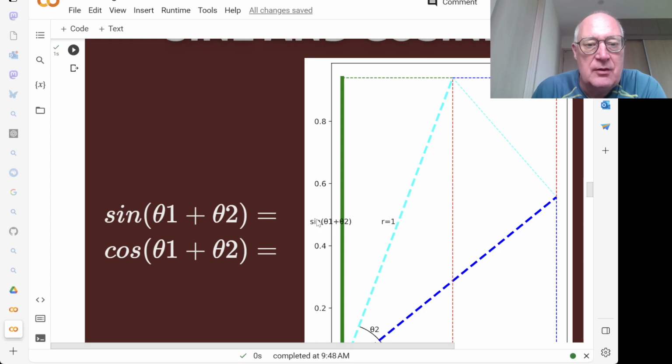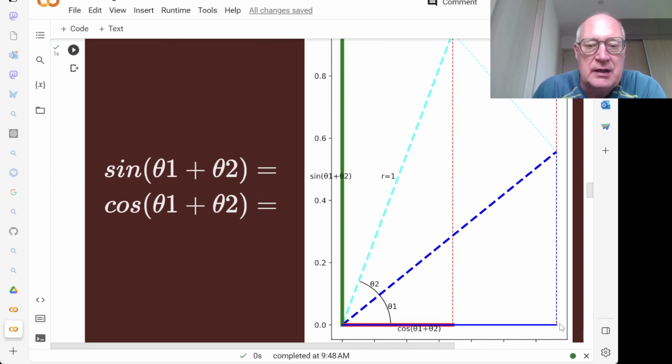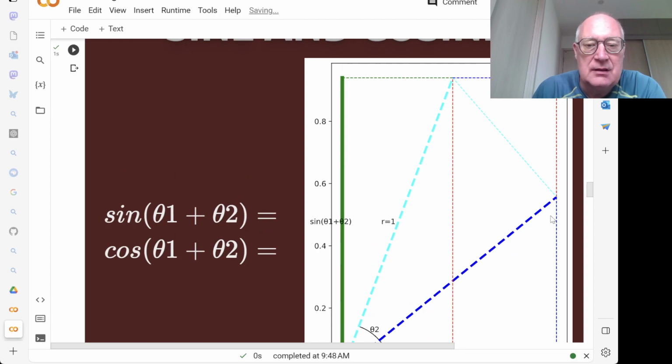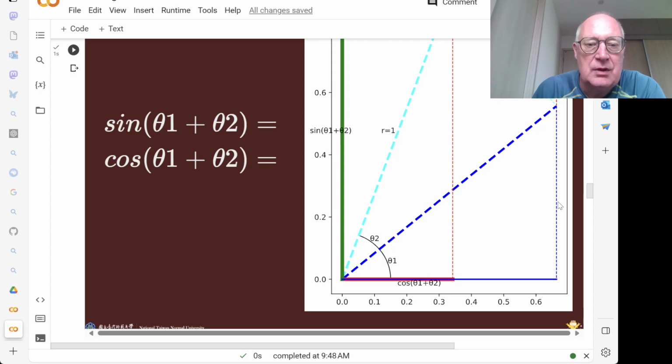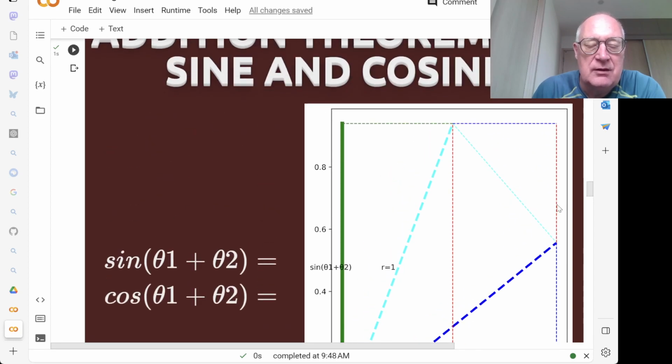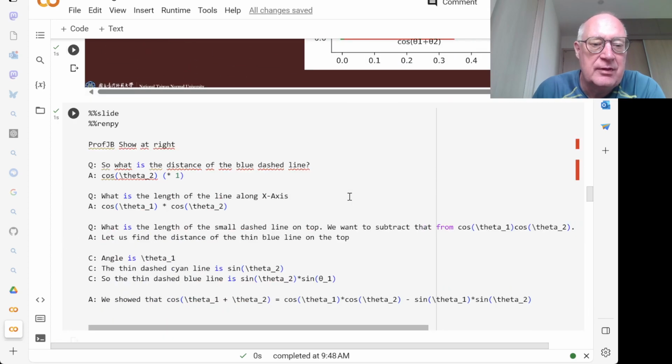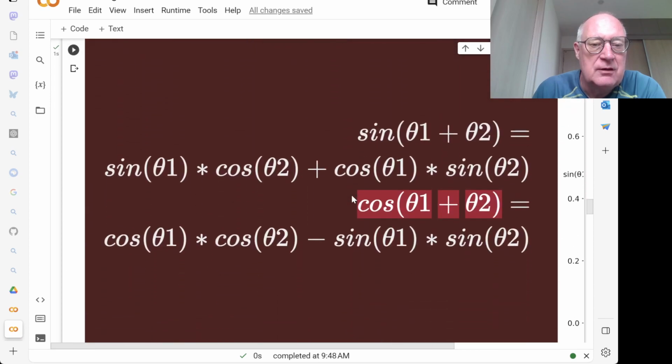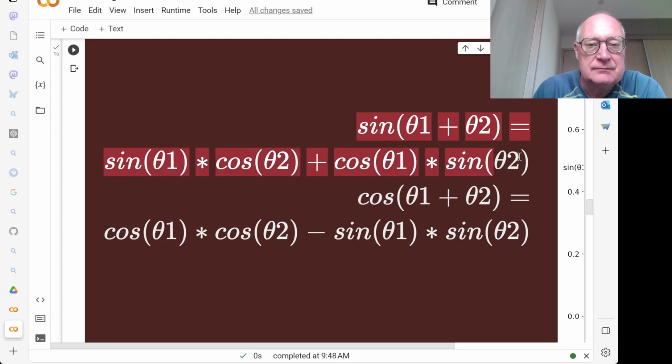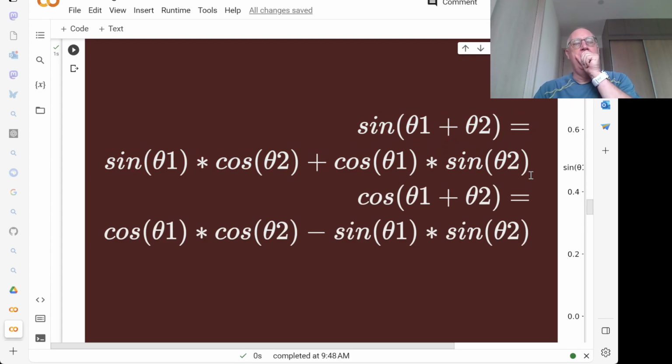The sine theta 1 plus theta 2 is this green part here, the green line. We can calculate this green line by taking this thin dashed blue line and adding the thin dashed red line to it. Right? This blue plus this red is exactly the same as this green. Now, this blue line here will be the sine of theta 1 multiplied by the cosine theta 2. And this part here will be the cosine theta 1 multiplied by the sine of theta 2. And that gives us the sine addition theorem, which is shown here. So I think this is really a very nice, elegant geometrical proof.